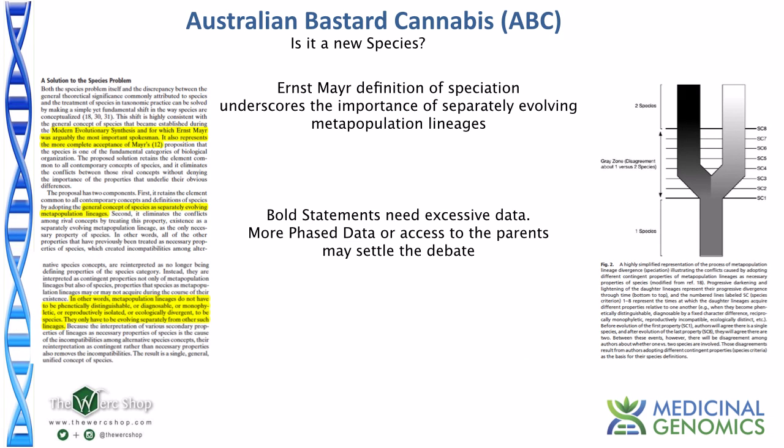Okay, so this drives us to the last and final slide, which talks about, is this a new species? Well, Ernst Mayr's definition of speciation underscores the importance of separately evolving metapopulations. It specifically carves out the requirement for crossing, which is interesting and certainly controversial. So this is still, I'd say, a very bold statement to apply with the data that we have. I don't think we can call this a new species yet.